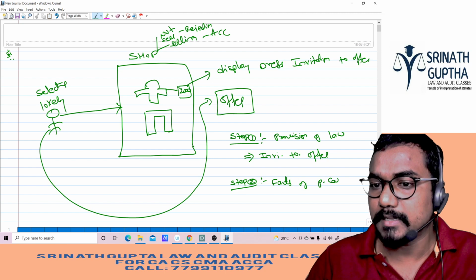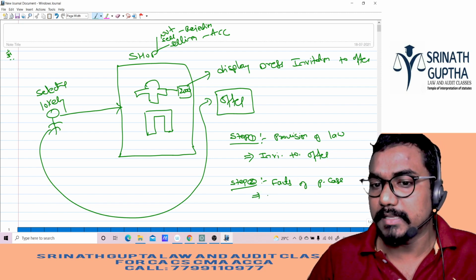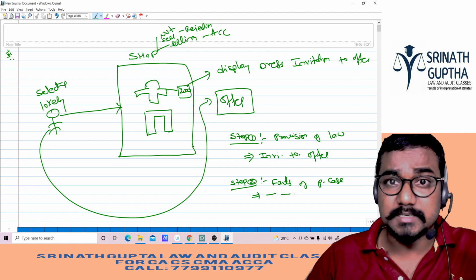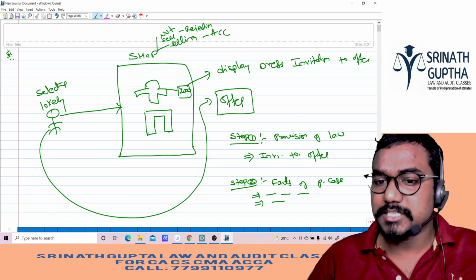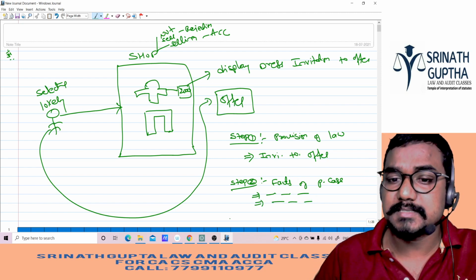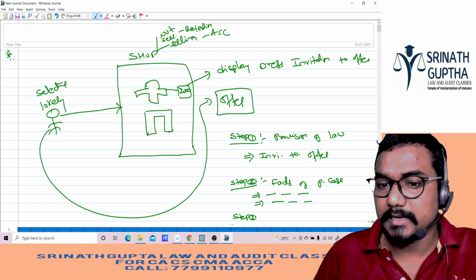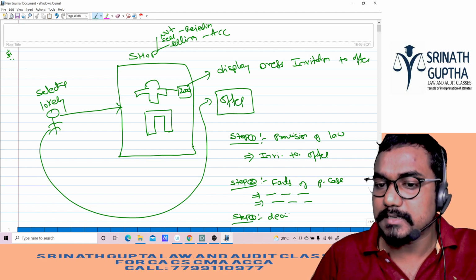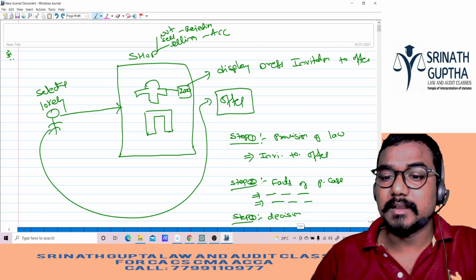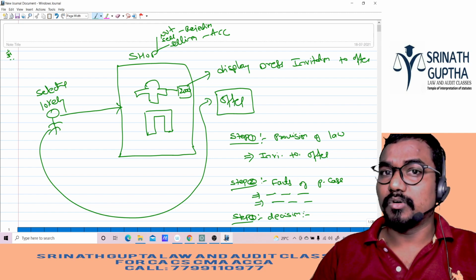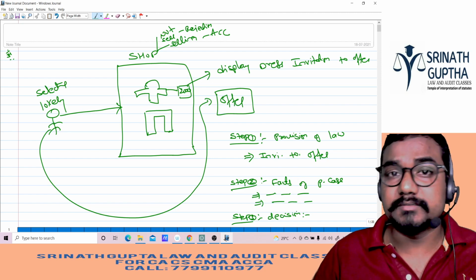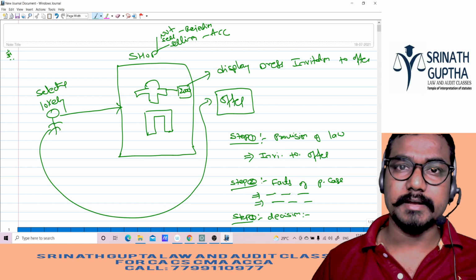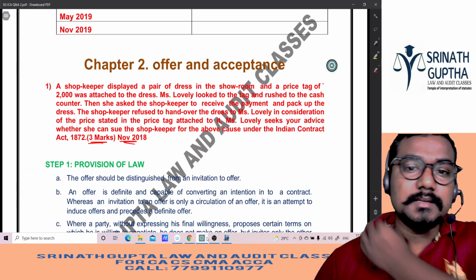Facts of present case. So here we should write that Lovely is there. She was approaching the shop to take the dress, which is displayed in the cash counter, and that owner refused to sell the dress. That was what happened. Step number 3. Decision. Since display of the dress is a mere invitation to offer, selection of the goods is the offer. Offer need not be accepted. So Miss Lovely cannot sue the shopkeeper for the recovery of the dress. She cannot insist the shopkeeper for the dress. This is how you have to answer this question, beta.